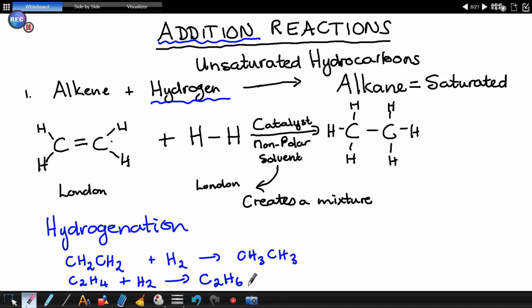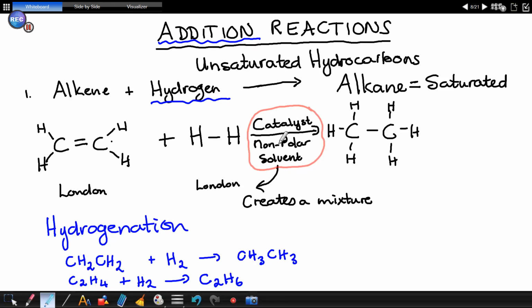Shumani. Can you say that hydrogenation is the process that happens when an alkene reacts with hydrogen? Also when an alkyne reacts with hydrogen. Yes, unsaturated hydrocarbons. You must know the conditions. The conditions are what I've written there: you must use a catalyst and a non-polar solvent.